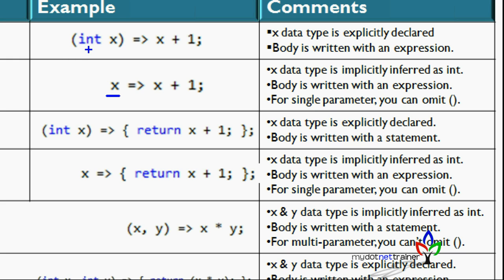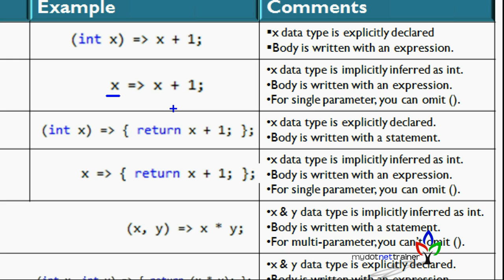In the var case, the body will determine what value you want to return, whereas here the parameter determines what value the body should return. That's the difference between explicitly specifying the data type and implicitly inferring it. So that's a clear distinction. And yes, the body is written as an expression. That's another key thing: without a return keyword, without any statement, this is an expression.